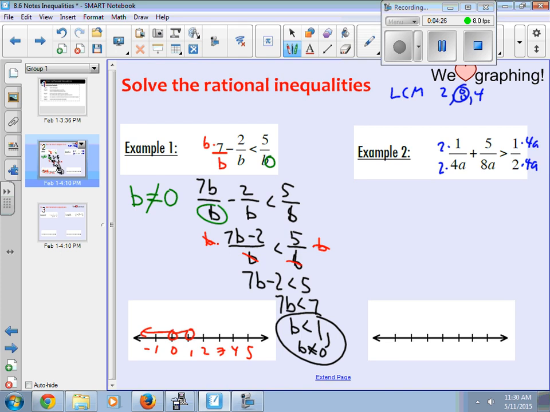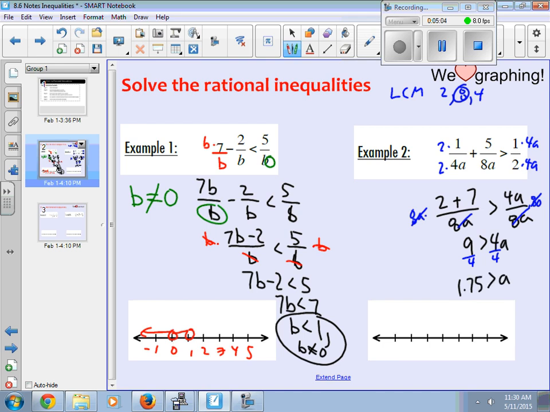So multiply through now, and we're going to get 2 plus 5 over the common denominator of 8a greater than 4a over 8a. If we multiply both sides by 8a, these cancel out, and we just have to solve what's left. This is the same as 9. And if we divide here by 4, now we get 1.75.